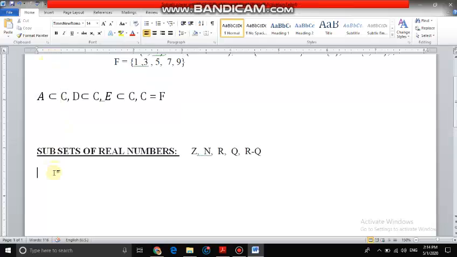First in the number system will come natural numbers, which is a subset of whole numbers, if you remember, because 0 will be added in whole numbers.